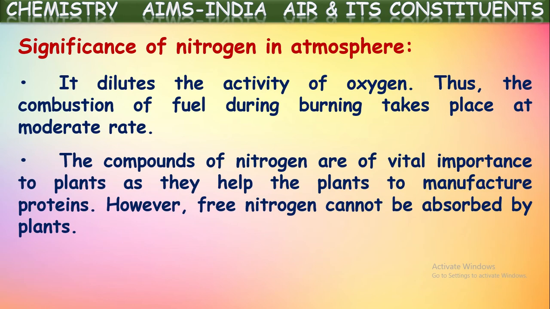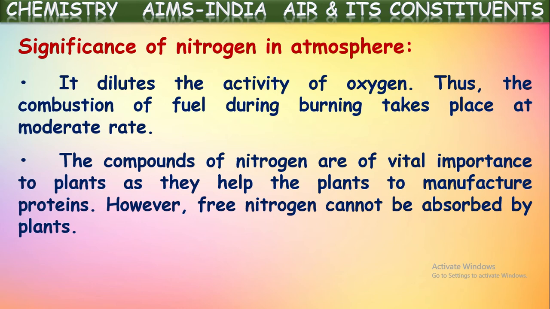The compounds of nitrogen are of vital importance to plants as they help the plants manufacture proteins. So in the manufacturing of proteins, the compounds of nitrogen are very important. They help in the production of proteins in the plants. However, free nitrogen cannot be absorbed by plants. The compounds of nitrogen are very useful for plants in the preparation of proteins in their body, but plants cannot take atmospheric nitrogen directly. Free nitrogen they cannot take.